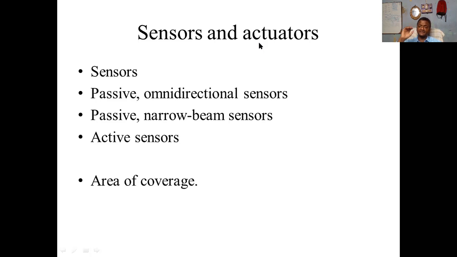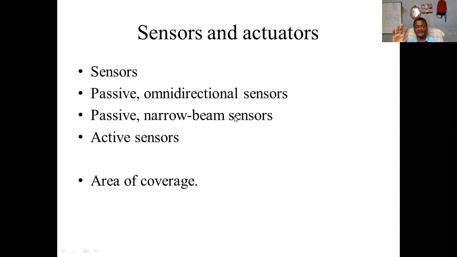I repeat, passive stands for without disturbing the environment. It just senses the physical quantity and gives the corresponding signal. Active stands for applying some energy, and then the change in the quantity is measured by the sensor. That is called an active sensor. All right. Now in the passive, there are two types of sensors. Number one, omnidirectional.